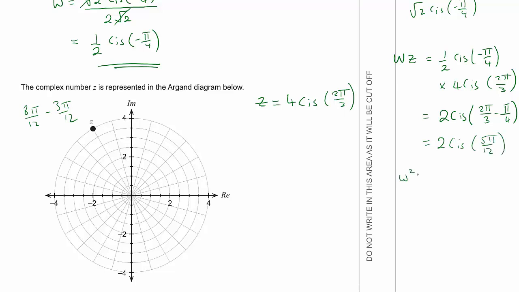And then w squared z just means that we're going to do a half cis negative pi by 4 times 2 cis 5 pi by 12. So that's going to be half times 2 is just 1, so it's just going to be cis. And then we've got 5 pi by 12, take away 3 pi by 12, which is 2 pi by 12, which is pi by 6.